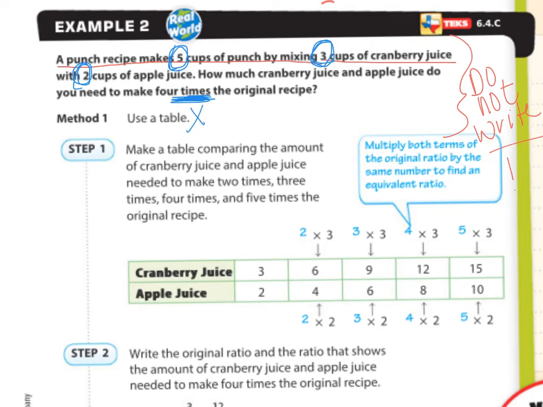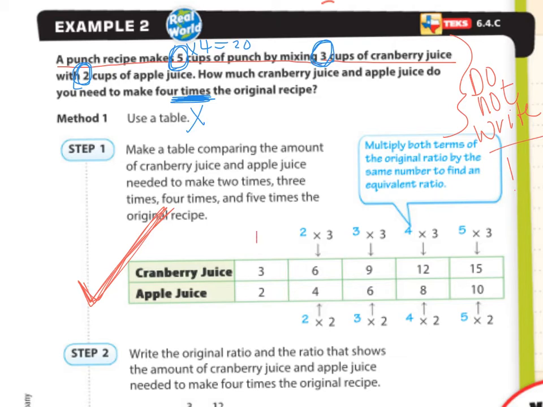4 times the original recipe. So if you take 5 times 4, that's going to give you 20 total cups. So what they did is they drew this table. I want you to draw this table. Copy it down. Be looking for it in your notes.